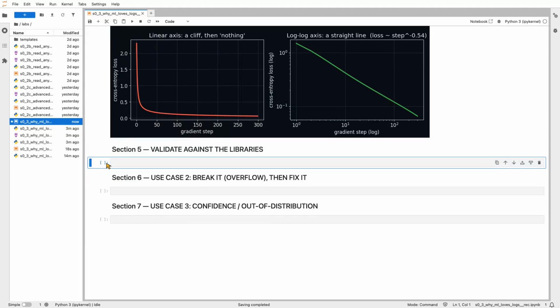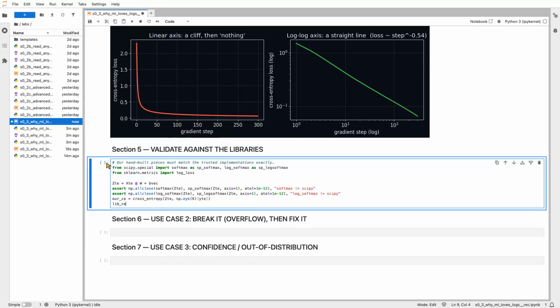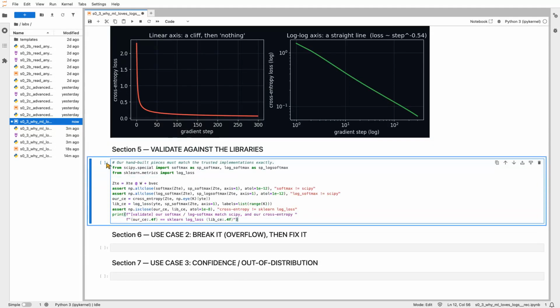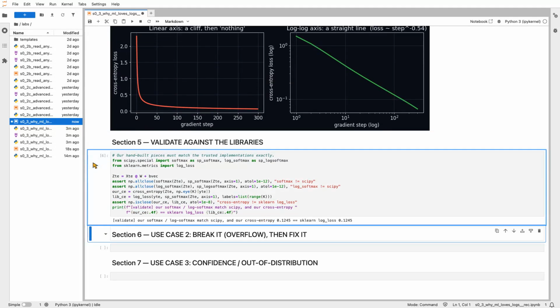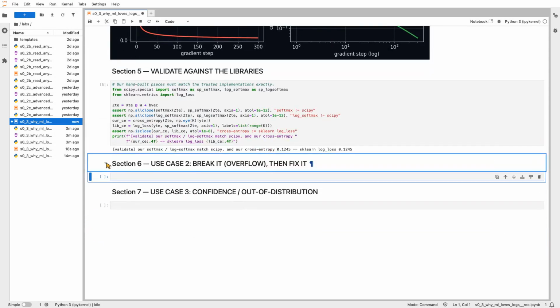Section 5. Validate. Our hand-built pieces have to match the trusted libraries. Our softmax and Log-Softmax match SciPy to 12 decimal places, and our cross-entropy matches Scikit-Learn's log loss exactly. The tools are correct.